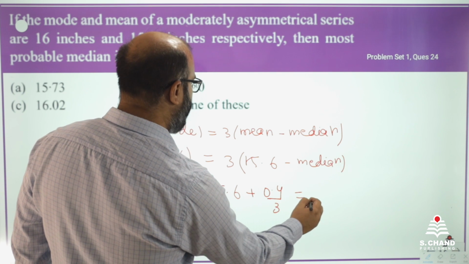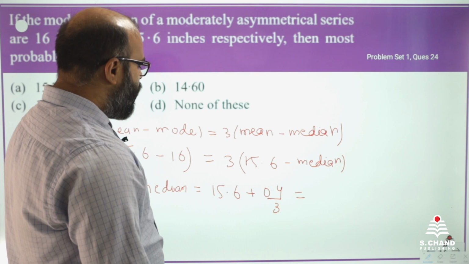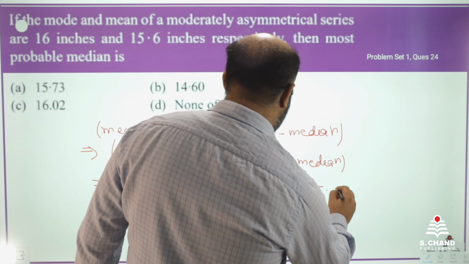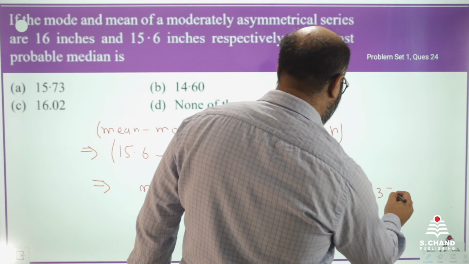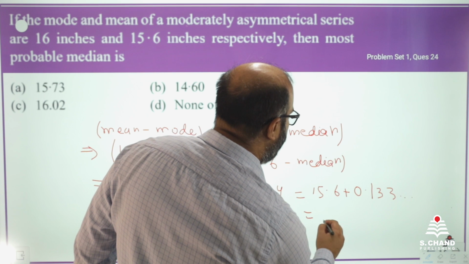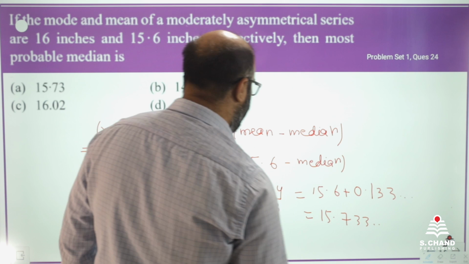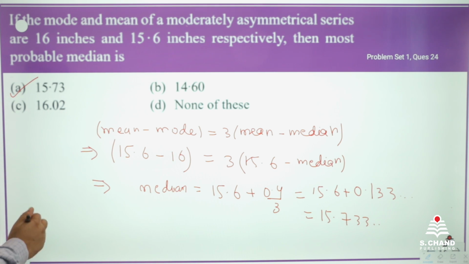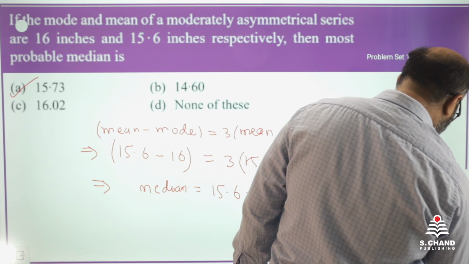This calculation part is quite clear to you, I hope. So you can write it like this. After writing it like this, you can calculate it as 15.6 plus 0.133, so this will become 15.733. So is any option there? There is option A, which is the most probable median here. So we can say that this is what we have. Let us move on to the next question, students.